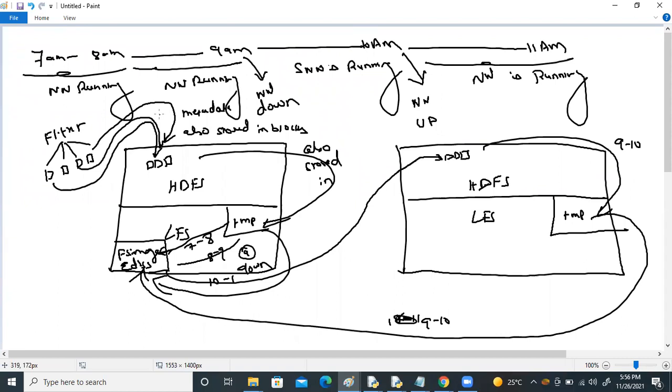So here, name node and secondary name node. Name node can read, write, and update the FS image and edits, but the secondary name node can only read; it cannot write or update. Fine.